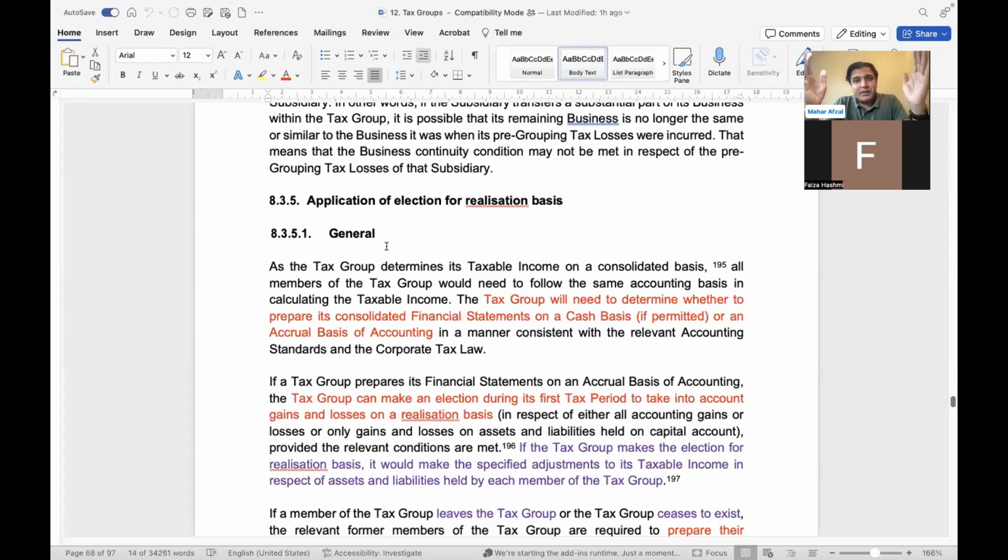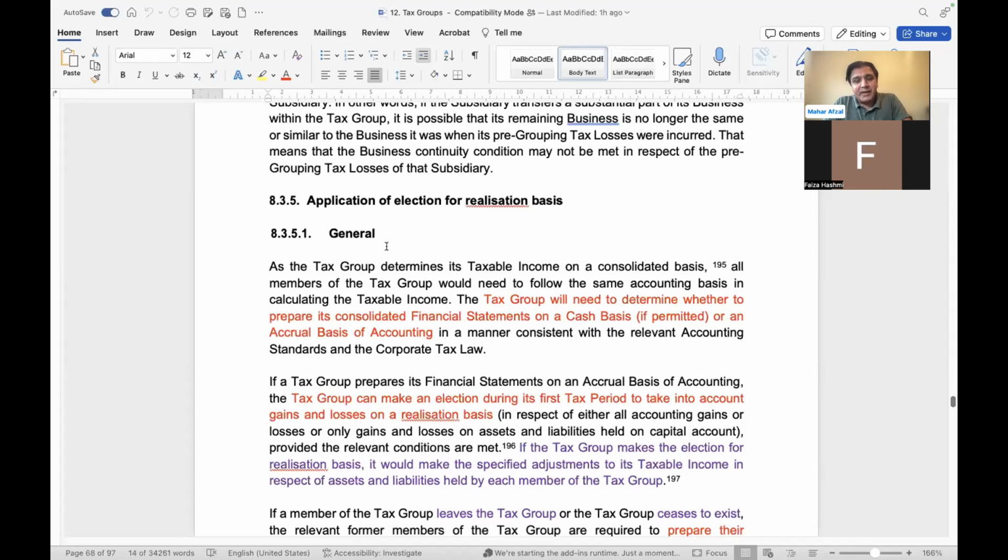They have the option to choose whether their taxable gain or taxable loss should be taxed or allowed on a realization basis. There are two bases, accrual basis and cash basis. Accrual basis means whenever the gain or loss is accrued, we are booking it. Cash basis means whenever the asset is sold, then we are booking it. So this is accrual basis and cash basis.